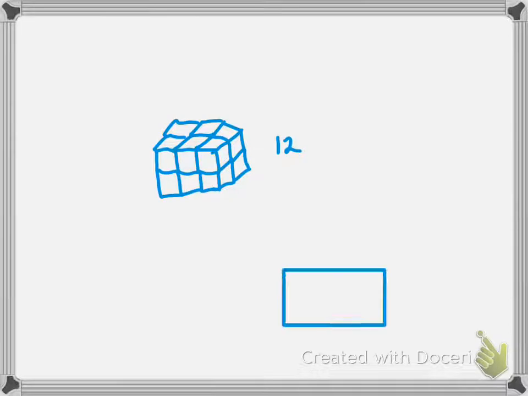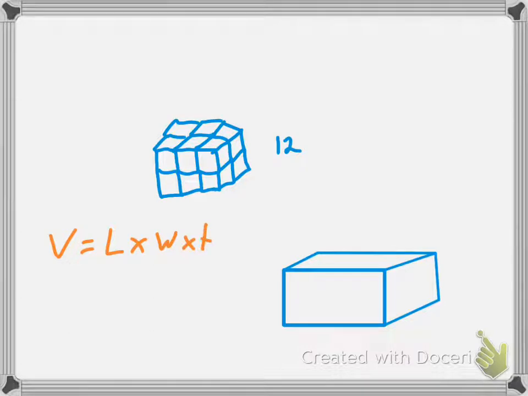Well, what if you have a rectangular prism that doesn't show you the unit cubes inside? How would you find the volume? How would you find out how much space this shape takes up? Well, there's a formula for that. Volume equals the length times the width times the height. So 3 multiplication problems. Or a shortcut, which is volume equals the base times the height.